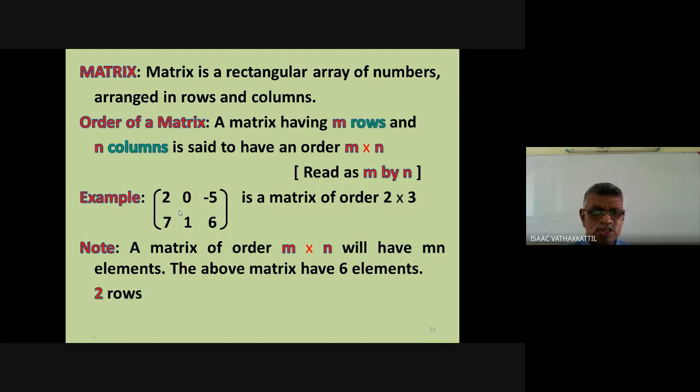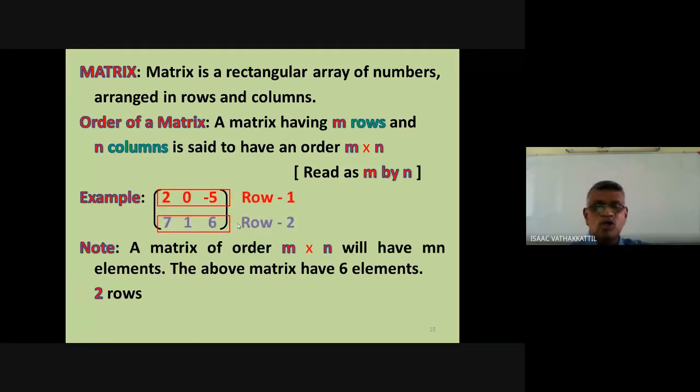Which are the 2 rows? 2, 0, minus 5, I call row 1. And what is row 2? 7, 1, 6, I call row 2. See, horizontal ones are rows, don't get confused. Horizontal are rows and vertical are columns.